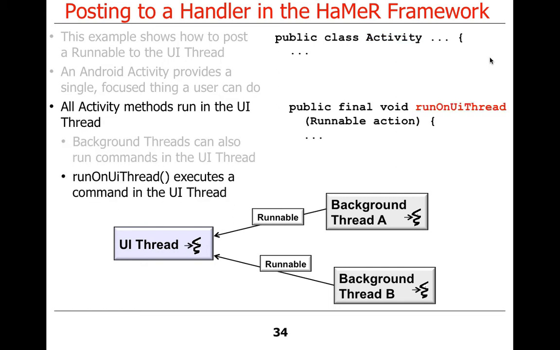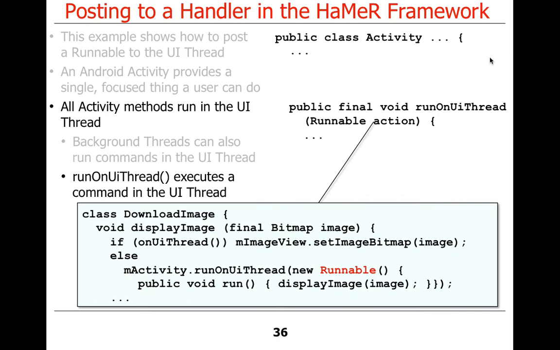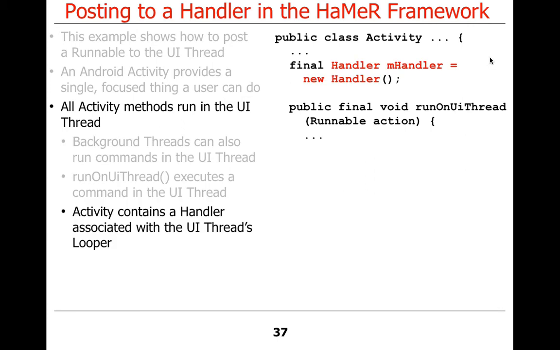Well, the way it does that is it has something called runOnUiThread, which executes a command in the user interface thread. And the command's called an action, but it's basically a command. And here's a simple example. This is an example from the download image program that we're going to look at. And we'll take a look and see more of this stuff. But basically, there's something in here called displayImage. And there's a method called runOnUiThread that gets called with the new runnable. And it does a bunch of things.